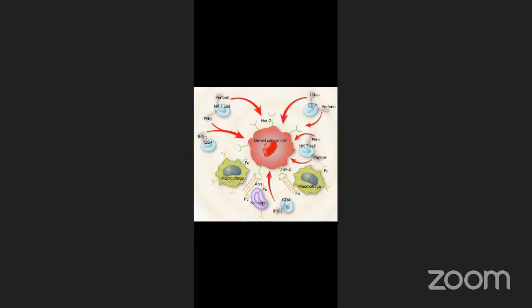What is immune surveillance? Immune surveillance is the process by which the immune system monitors and destroys cells, tissues, and foreign substances that are abnormal or harmful to the body. This is going on 24 by 7 in our body.